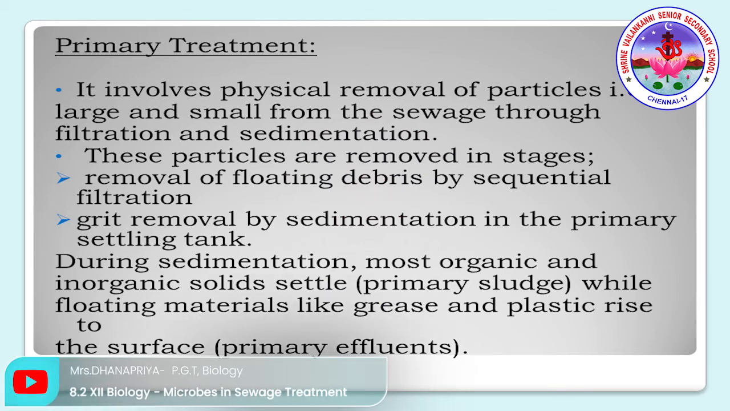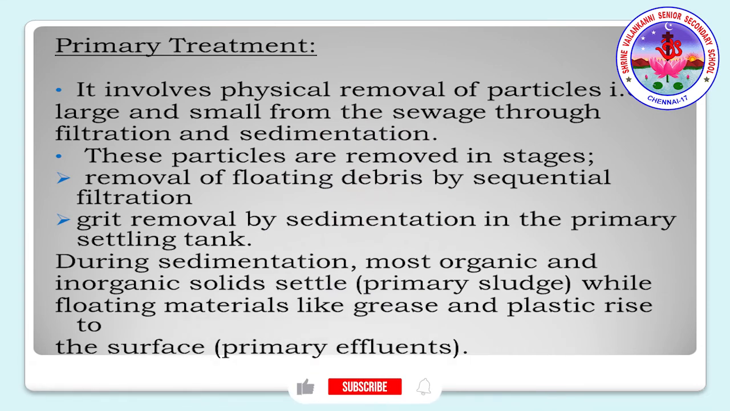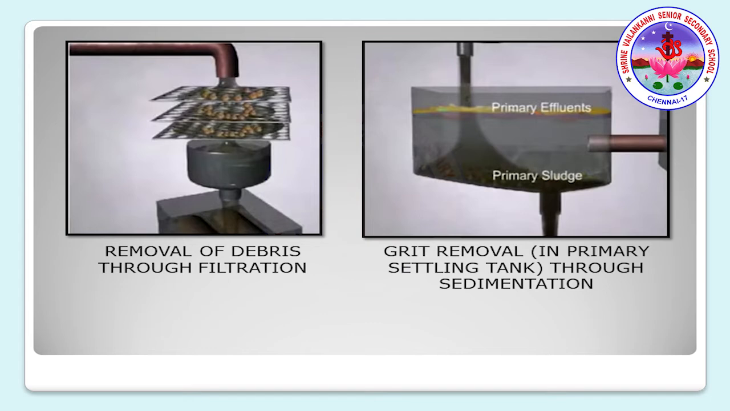Once the primary treatment gets over, next we move on to the secondary treatment. The secondary treatment will proceed with the primary effluent, the floating materials like grease and plastic. In this picture, you can study the difference between the two processes, filtration and sedimentation. Filtration is nothing but filtering. Sedimentation is where the grit is removed and settles in the tank. The first picture shows the removal of debris through filtration. The second one shows grit removal in the primary settling tank through the sedimentation process.